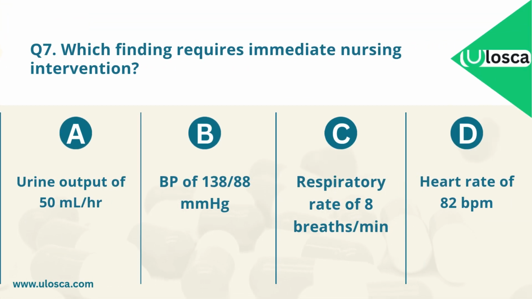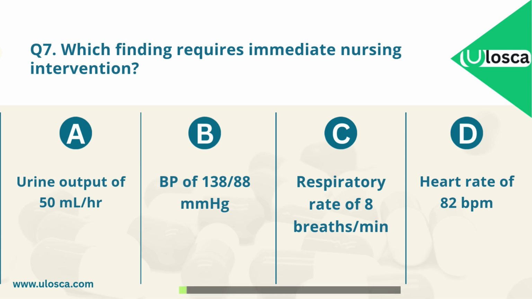Question 7. Which finding requires immediate nursing intervention? A. Urine output of 50 milliliters per hour. B. BP of 138/88 millimeters of mercury. C. Respiratory rate of 8 breaths per minute. D. Heart rate of 82 BPM. Which one is the correct answer?